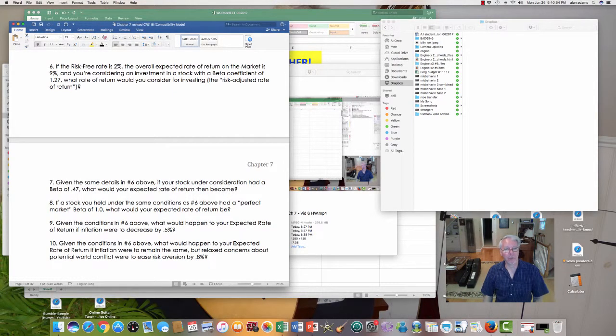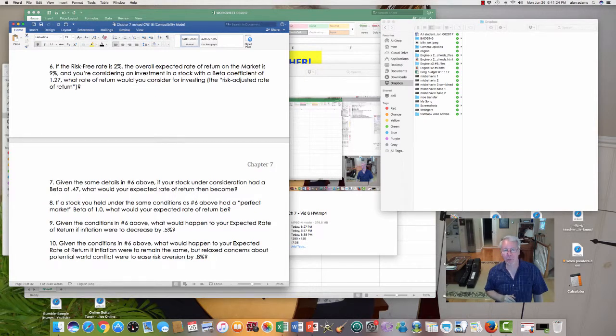These all have to do with measurement of risk as calculated under the capital asset pricing model of Dr. Markowitz. And then we're looking at a couple of changes. So let's start with problem number 6. The risk-free rate is 2%. The market return, in other words, a market portfolio, a portfolio containing one share of every individual stock in an indexed market like the New York Stock Exchange. Okay, the market return is 9%.